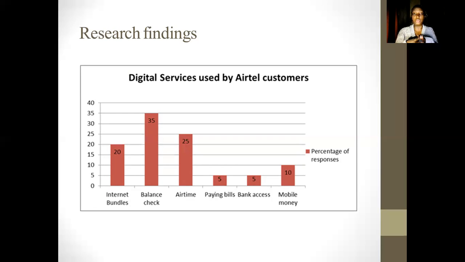So these are briefly the research findings from the participants that answered. 20% of them use internet bundles, 35% of them use balance checking, 25% of them use airtime, 5% of the participants said that they use the digital services to pay bills, and also 5% use it to access their bank accounts, and finally 10% of them use those services to access their mobile money.